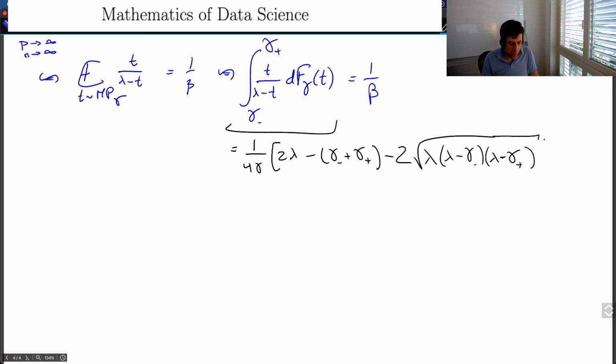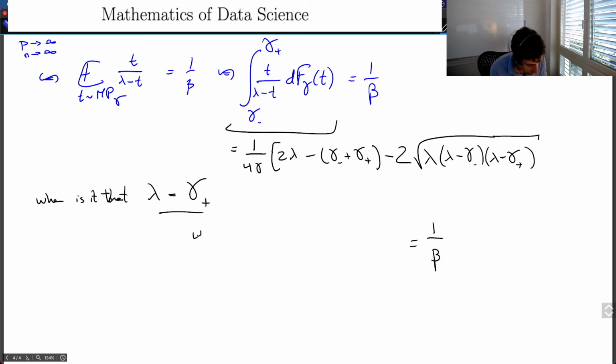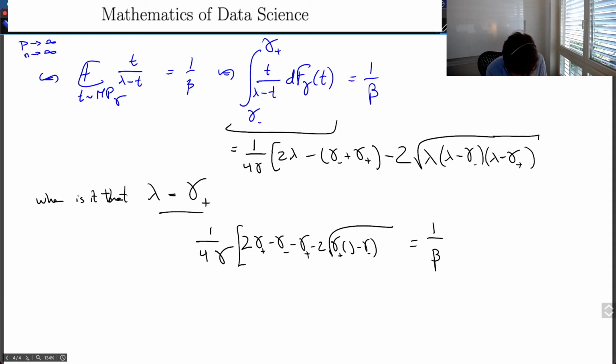Okay, so how would we look at critical beta? A good place to look at the critical beta is to ask when, in this formula, lambda will look like gamma plus, because this would be the critical place at which this argument stops working. So let's work it out. 1 over beta here is equal to 1 over 4 gamma times 2 lambda minus gamma minus minus gamma plus, with lambda equal to gamma plus.